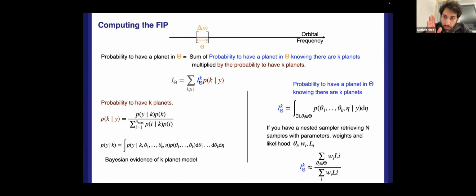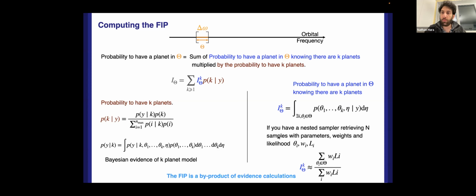Now, for a fixed number of planets, I want to compute the posterior probability that I have a planet in there. So basically, I want to compute the number of samples that I have where one of the planets has a frequency in there. And again, it's something that you can compute fairly easily, in particular from nested samplers. You just look at the samples where there is a planet in there, and you compute the sum of their weighted likelihood divided by the global evidence of your model.